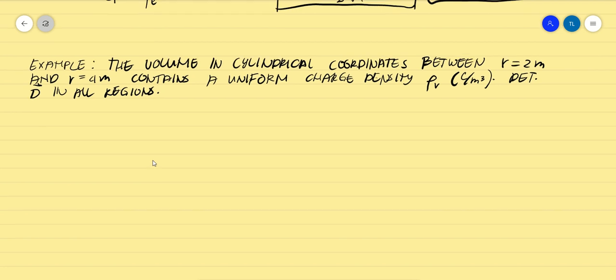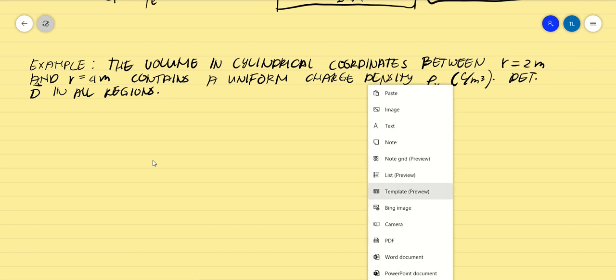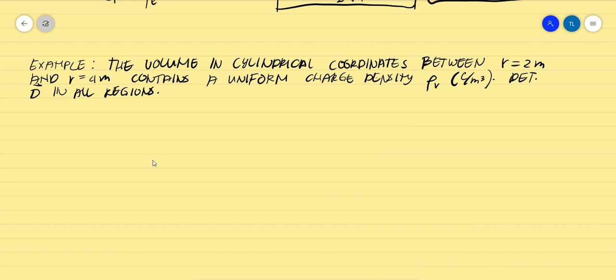The volume in cylindrical coordinates between r equals 2 and r equals 4 meters contains a uniform charge density of rho v. The unit is coulomb per cubic meter. Now we need to determine the flux density at all regions. So we try to draw this one. It's a cylinder, r equals 4 and r equals 2, so this will be a hollow cylinder.